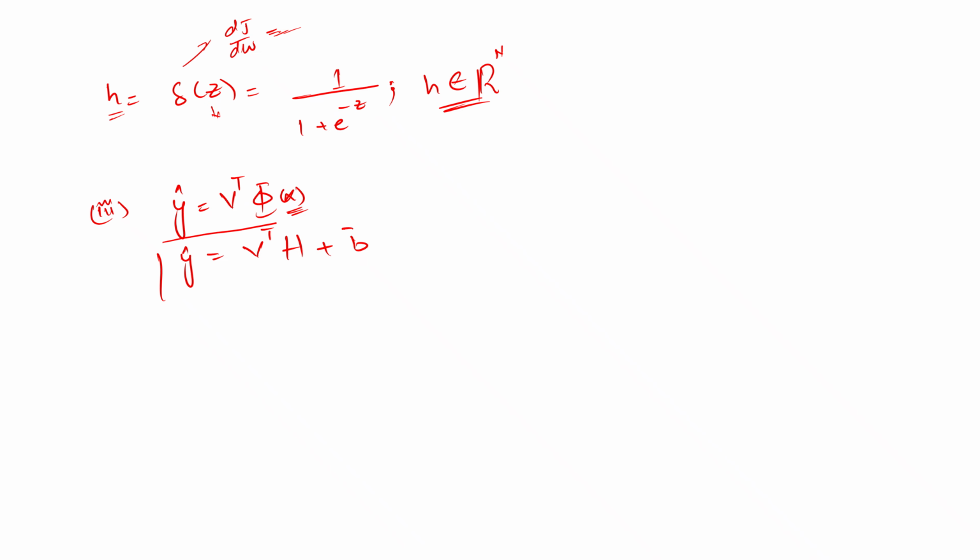Why do we add bias to the outputs? We have already discussed this in one video. You can go back to that video and see why we add this bias.